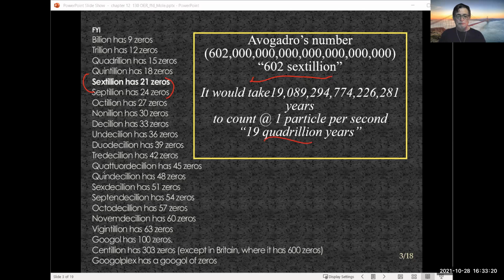And here are some other units, if you're interested. You've got a googolplex, or googol, which has 100 zeros, and so on and so forth. Those are real prefixes, by the way. Big numbers. All right, so that gives you an idea how big that number is.